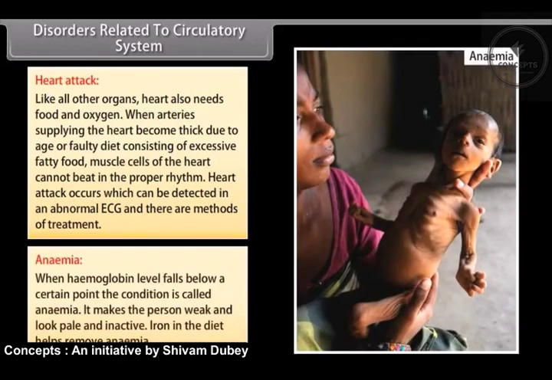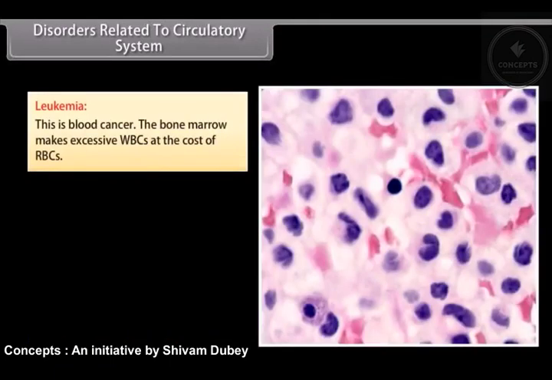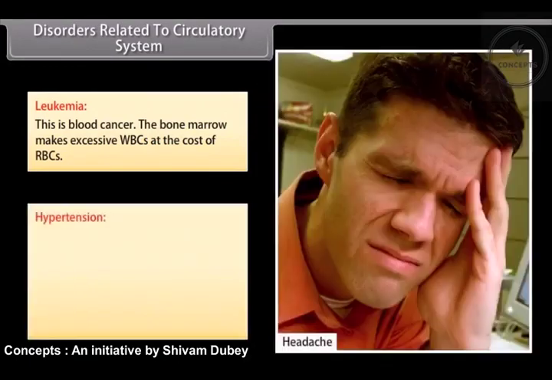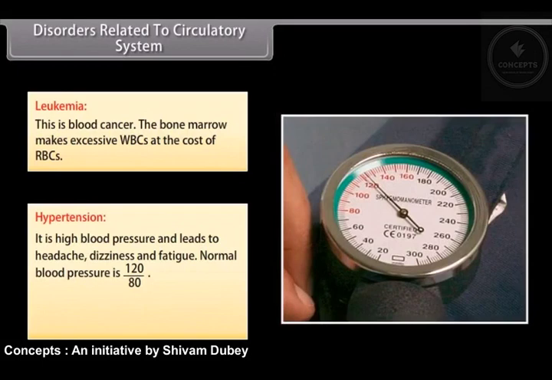Anemia. When hemoglobin level falls below a certain point, the condition is called anemia. It makes the person weak and look pale and inactive. Iron in the diet helps remove anemia. Leukemia. This is blood cancer. The bone marrow makes excessive WBCs at the cost of RBCs. Hypertension. It is high blood pressure and leads to headache, dizziness and fatigue. Normal blood pressure is 120/80. High blood pressure is caused by anxiety also.